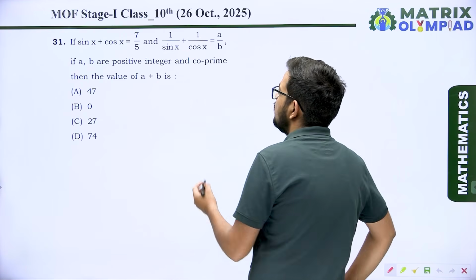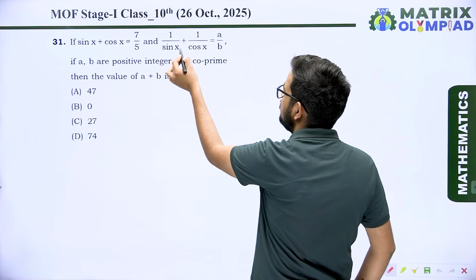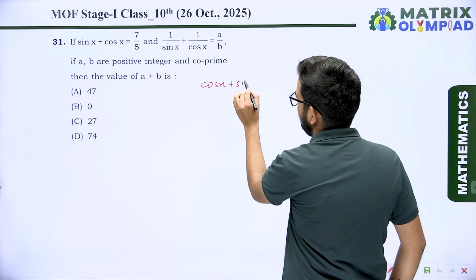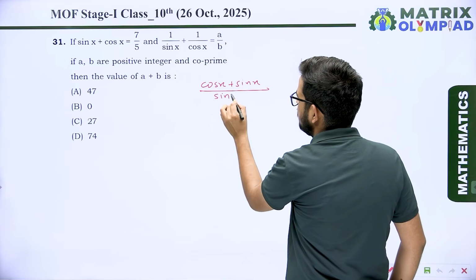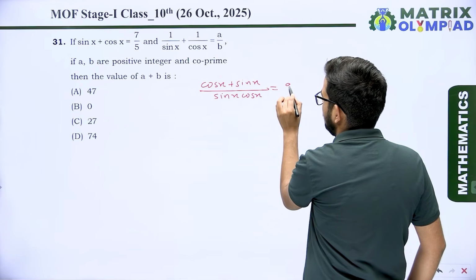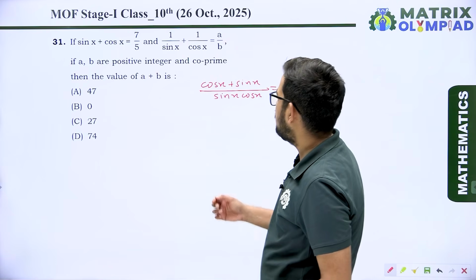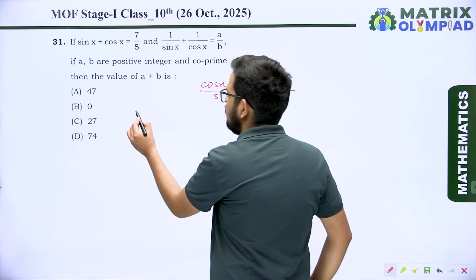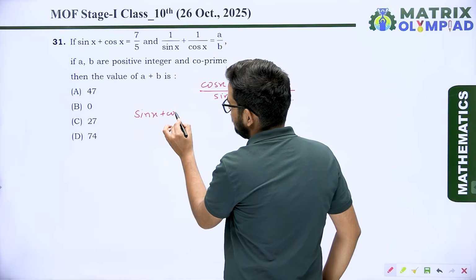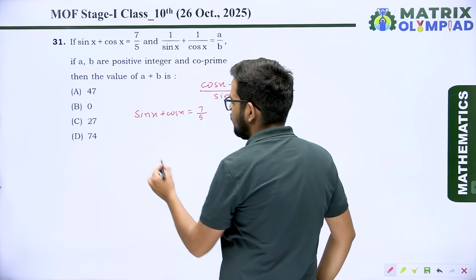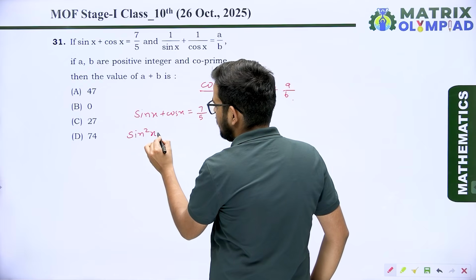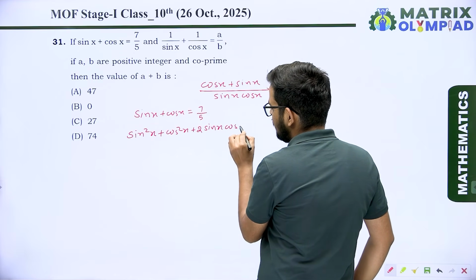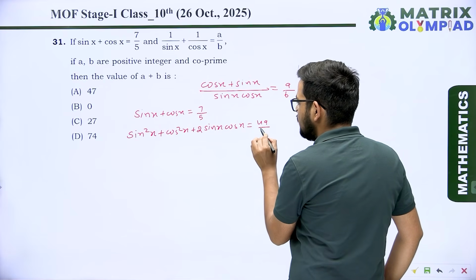Okay, so first of all, 1 upon sin x plus 1 upon cos x equals a upon b. So cos x plus sin x upon sin x cos x equals a upon b. The value of cos x plus sin x equals 7 upon 5, and we have to find the value of sin x into cos x. So sin x plus cos x equals 7 upon 5, taking the square both sides, you will get sin square x plus cos square x plus 2 sin x cos x equals 49 upon 25.